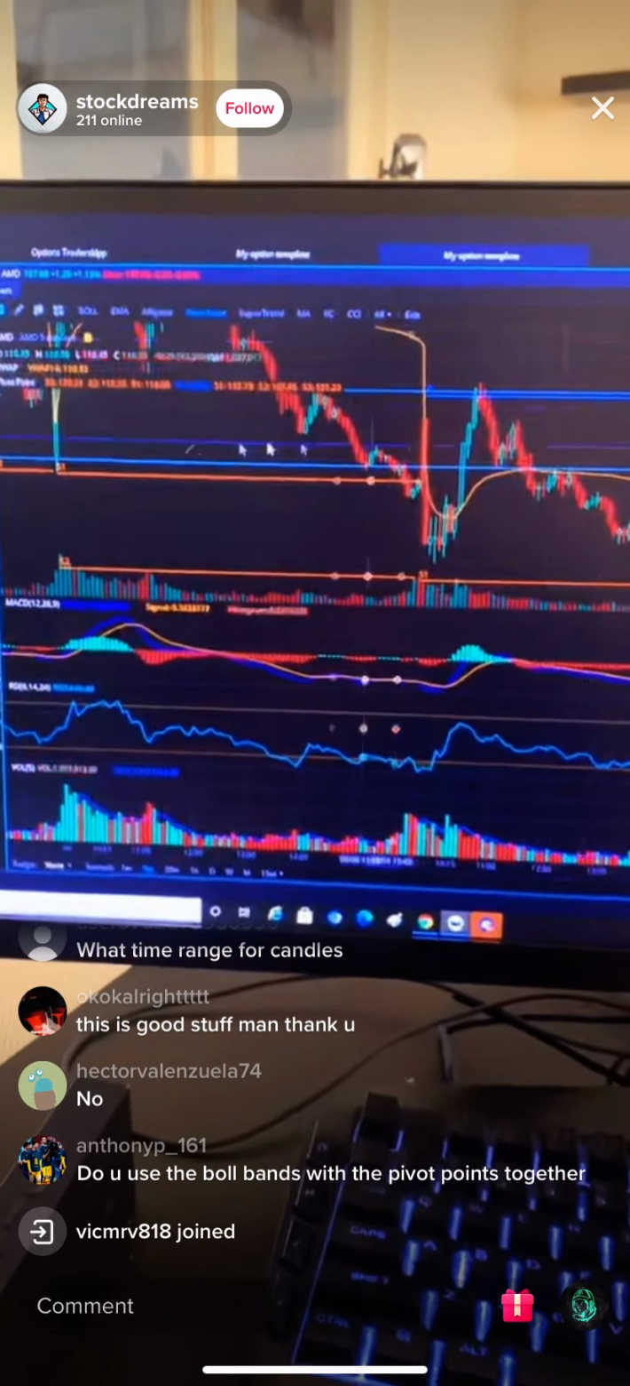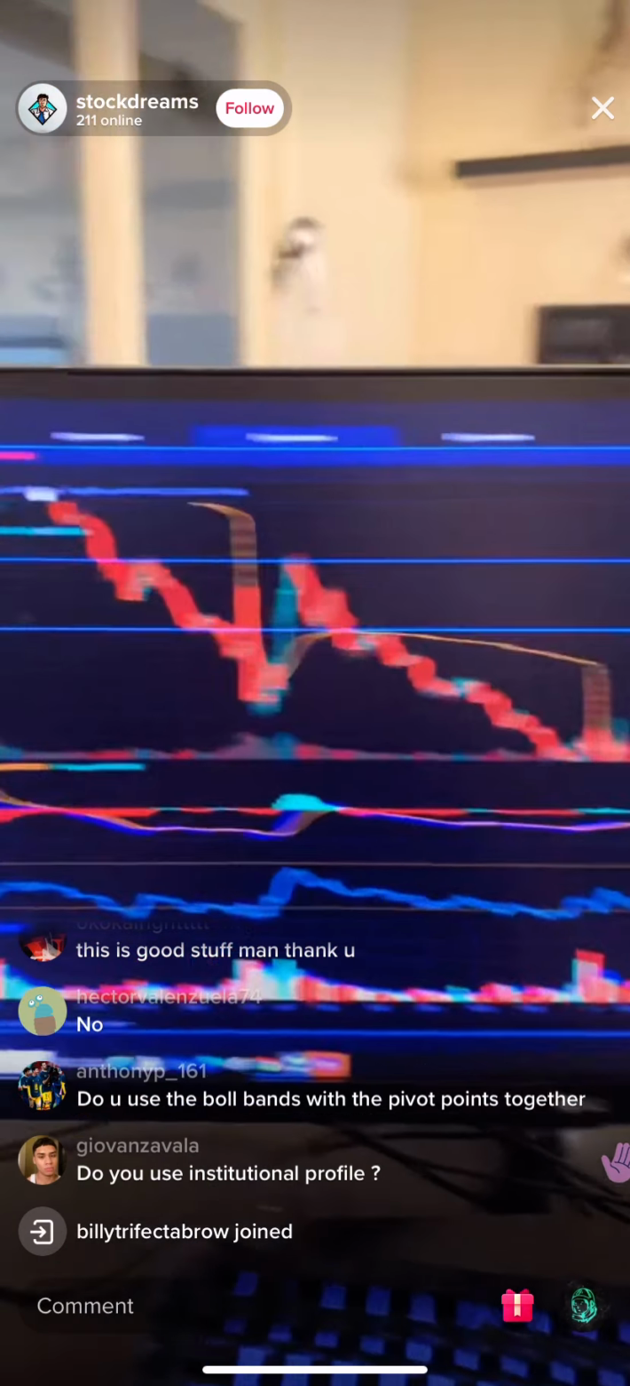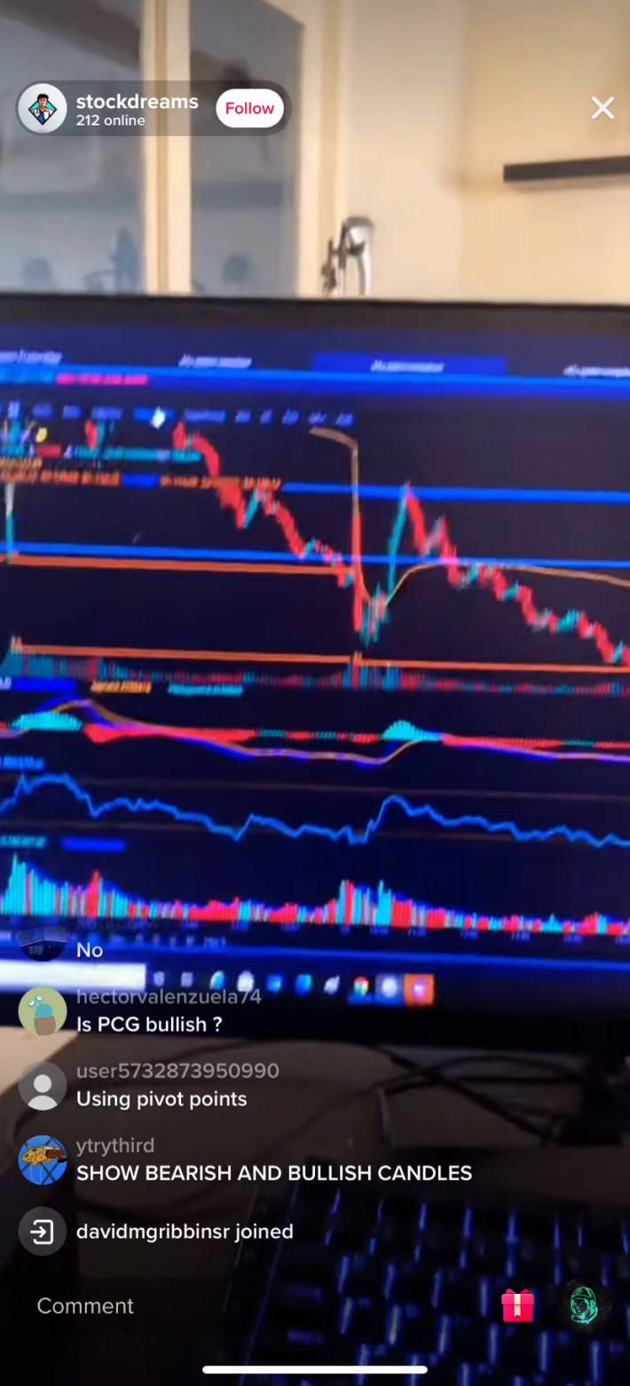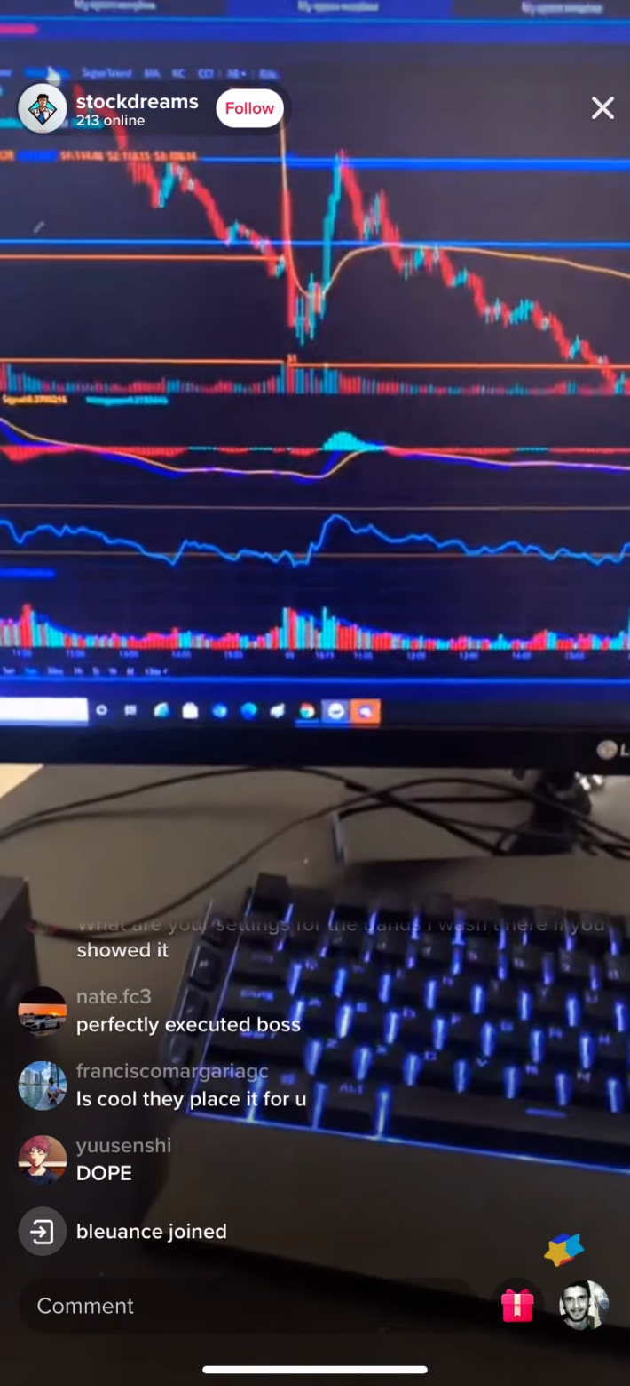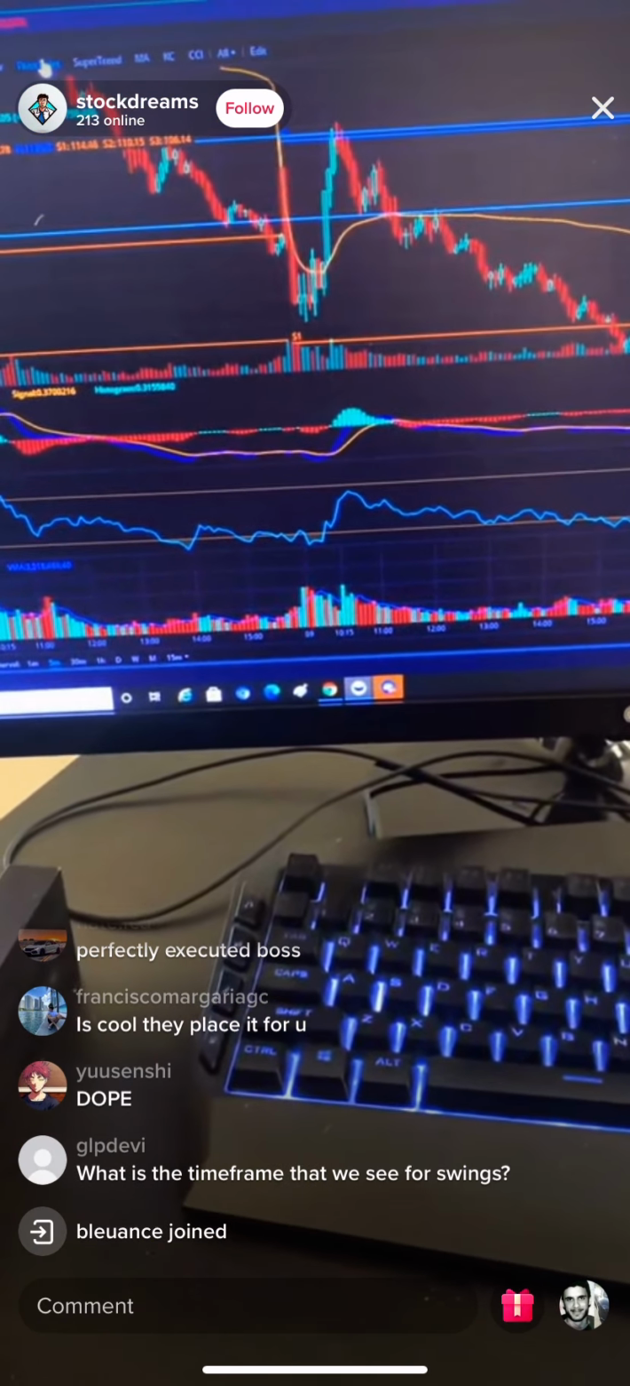How do we place them? Oh, you don't need to place it. It automatically places it for you. See, you just press it and it automatically does it for you. You can use pivot points on anything, honestly.